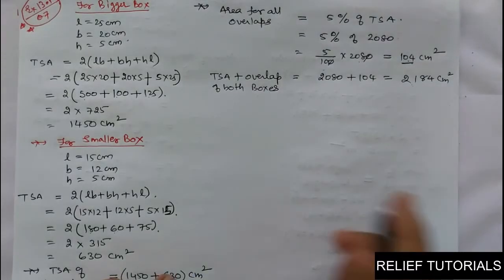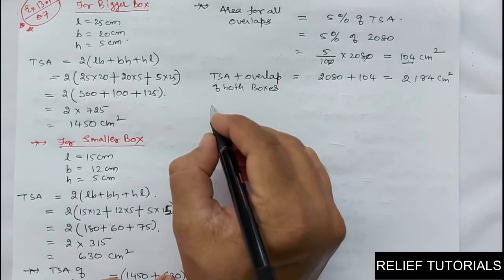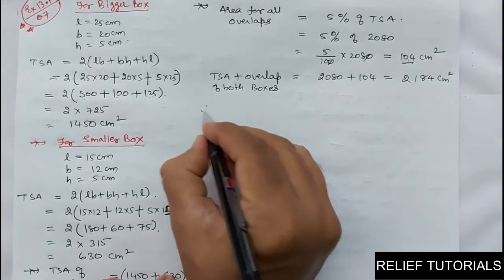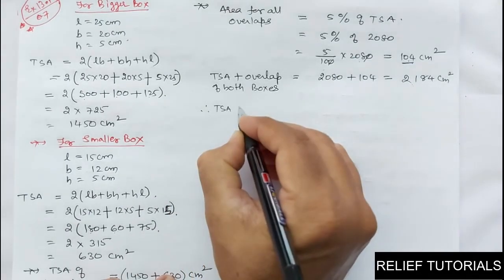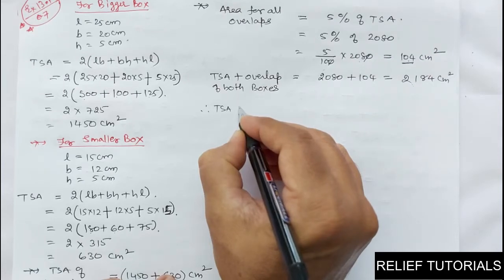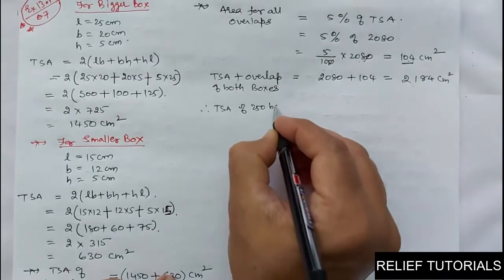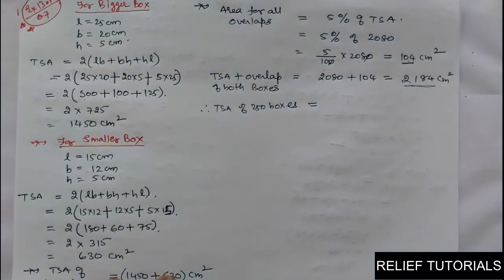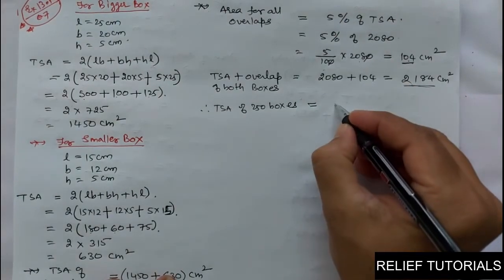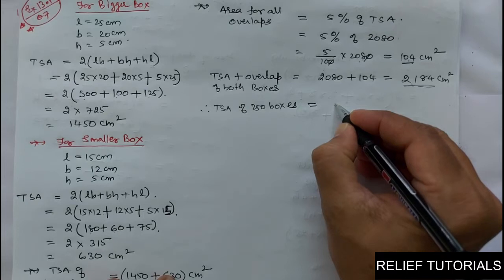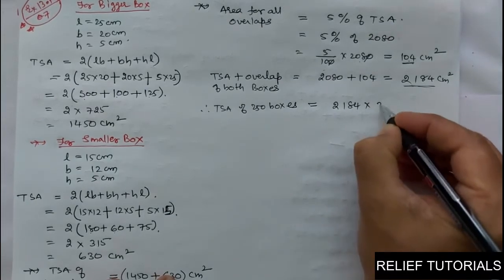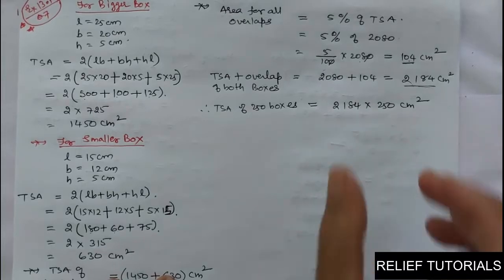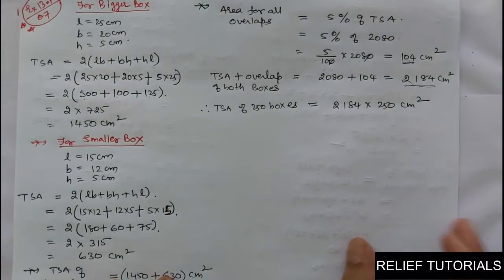Now we require the total surface area for 250 boxes. So therefore TSA of 250 boxes. This is for one bigger box and one smaller box. Now we need 250 bigger boxes and 250 smaller boxes. So what you will do? 2184 into 250. Clear? So 2184 into 250 centimeter square of cardboard sheet is required. So this much amount of cardboard sheet is required.